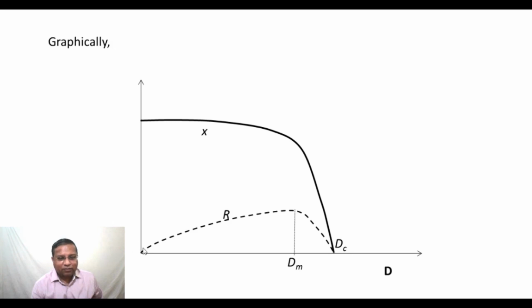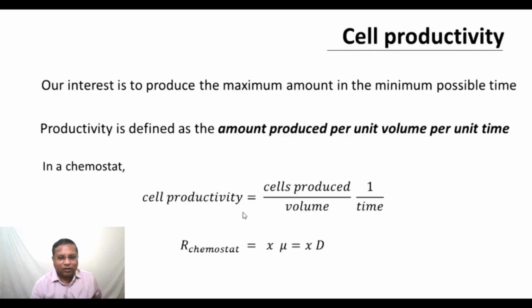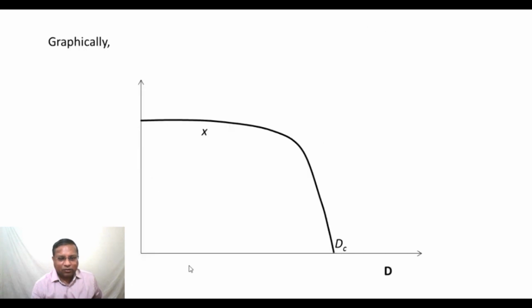The productivity will go something like this. It will go on increasing, going by the earlier equation, X into D, till it reaches a maximum productivity at dm, and then it will drop till the point of the critical dilution rate where it becomes 0. There are no cells coming out, so the productivity needs to be 0 there.